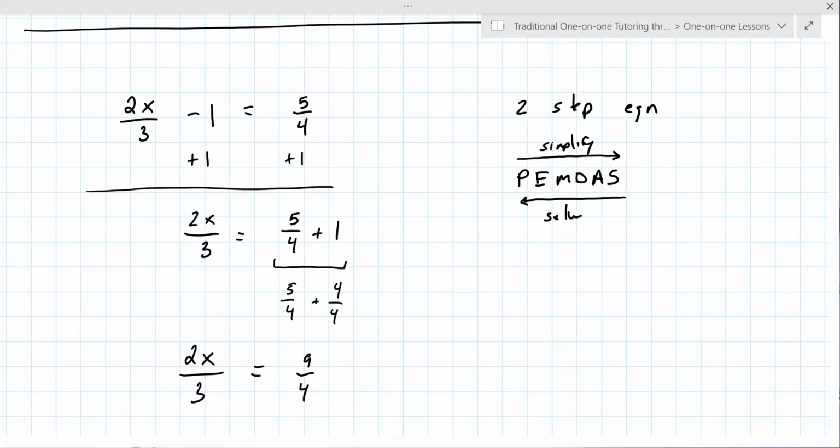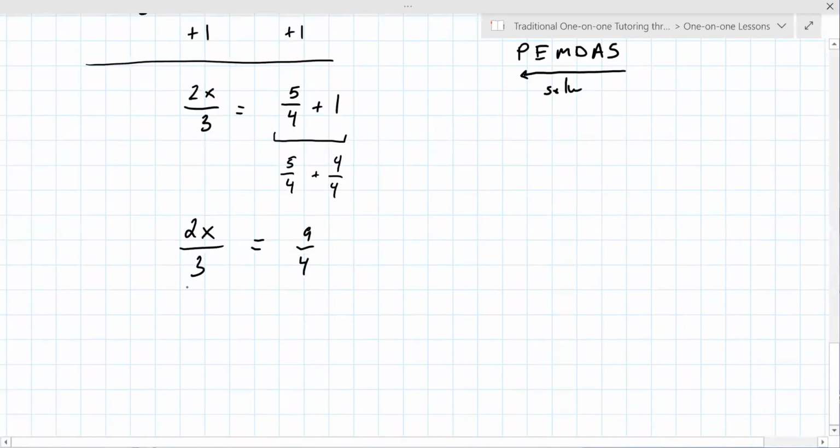So now we're back to that problem we kind of started with, 2x over 3. And my recommendation is to multiply both sides by the reciprocal. So that would be 3 over 2, making it just x. Equals 9/4 times 3 over 2, which would then make it 27 over 8. Perfect. And then we just keep it like that. That's your final answer.